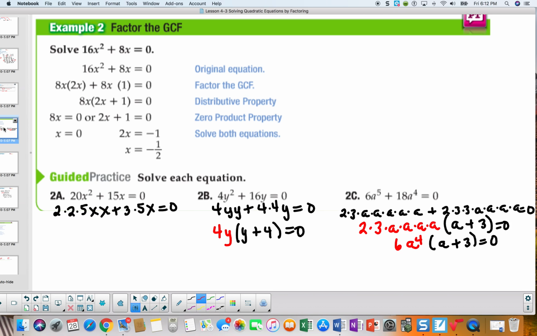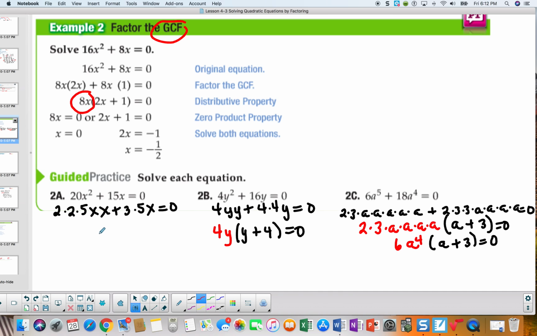Let's take a look at this problem. This problem doesn't require FOIL. What it requires is the GCF. So we're going to look for the largest GCF that these two terms can have. And once we have it in its factored form, we set each one equal to 0 and solve.